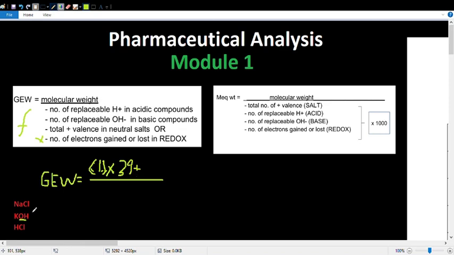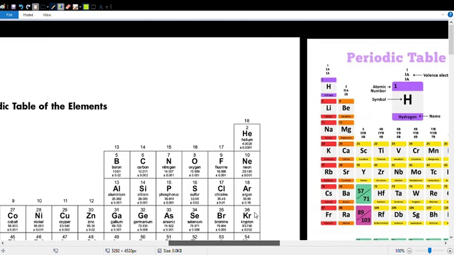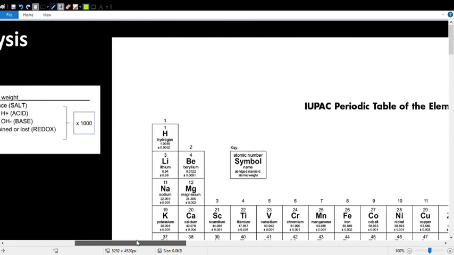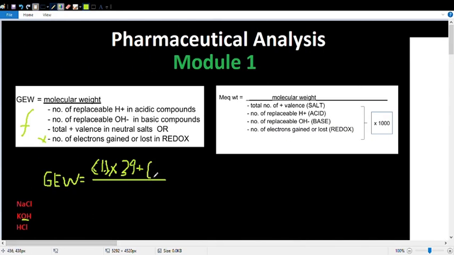Then plus the O, the oxygen, which is approximately 16. Only 1 atom, so 1 times 16. Then plus the H. The H is only 1 atom, and its molecular weight is 1. Then divided by the number of replaceable hydroxide or OH groups. Here there is only 1, so 1 lang. Then let's proceed.